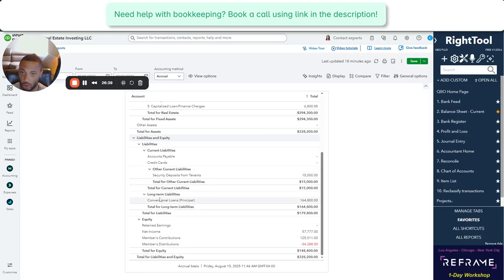Next will be the loans. So that's going to be your private money loans, conventional loans, hard money loans.